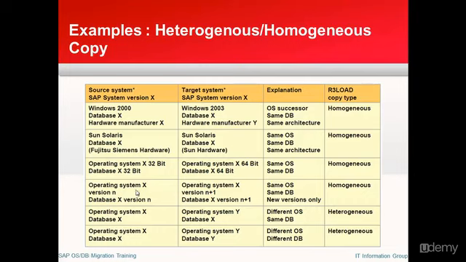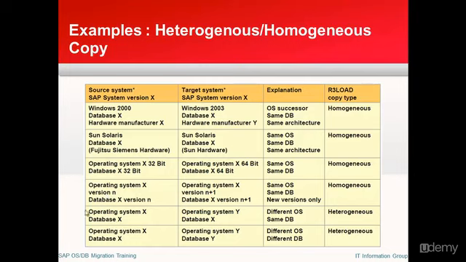Okay, take the next example where we have operating system X, we have its version N, and we go to operating system X version N+1. Database is X, we go from X version N to N+1. So in this case also we have the same OS, we have the same database, only a newer version of OS and database. So this also we will call a homogeneous system copy.